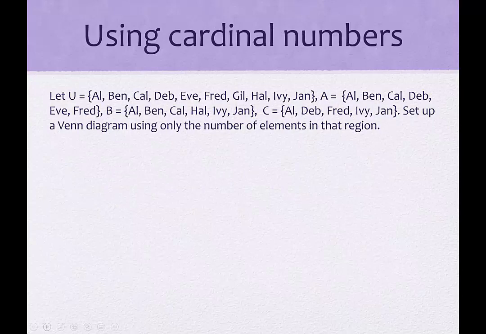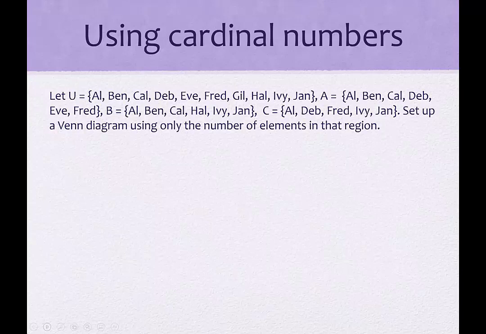Okay, so just looking at an example of how we relate what we're used to with sets and with the elements to how we use the cardinal numbers. So we have our universal set, which includes all those people. We have set A, set B, and set C. And we're going to set up a Venn diagram using only the number of elements, or in this case people, that are in each region.